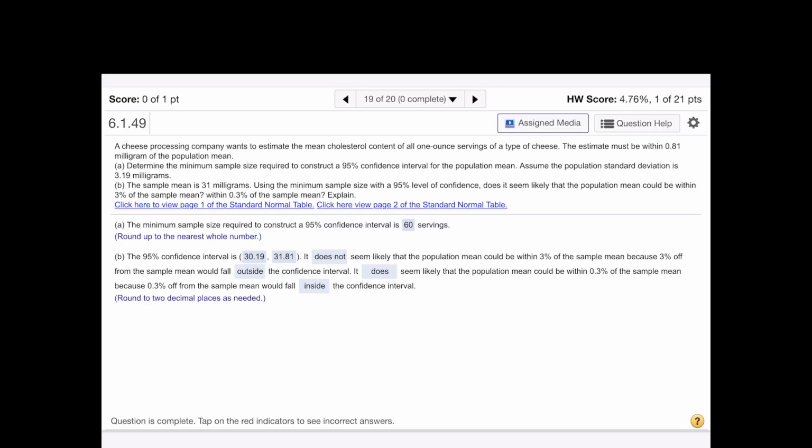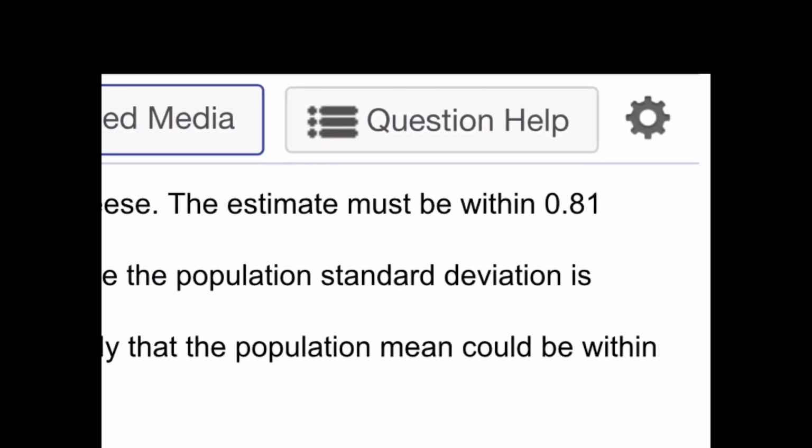All right, many of you had questions about problem number 19 on section 6.1, so I decided to do a quick video on it. A cheese processing company wants to estimate the mean cholesterol content of all 1-ounce servings of a type of cheese. The estimate must be within 0.18 milligrams of the population mean. So the key point here is they said the estimate must be within. When you see the word within, that means that is your E-value. So your E-value is 0.18.